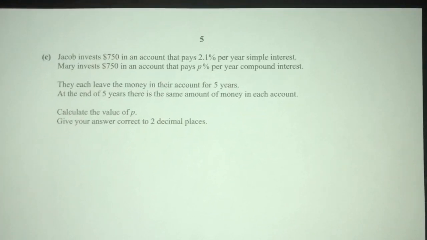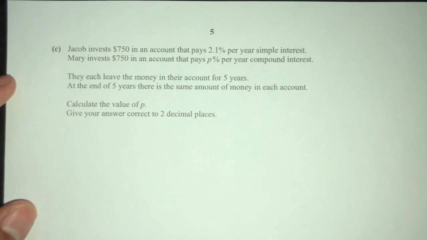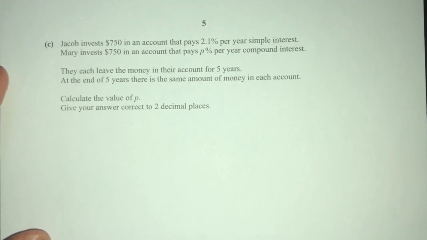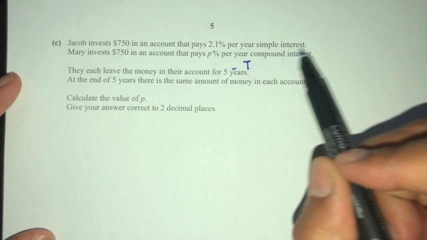Now let's move on to part C. So Jacob invests $750 into an account that pays 2.1% per year, simple interest. And Mary invests $750 in an account that pays P% per year, compound interest. So we have two kinds of interest here. One is simple interest and one is compound interest. Now they each leave the money in the bank for 5 years. So this is time. Time will be 5 years.